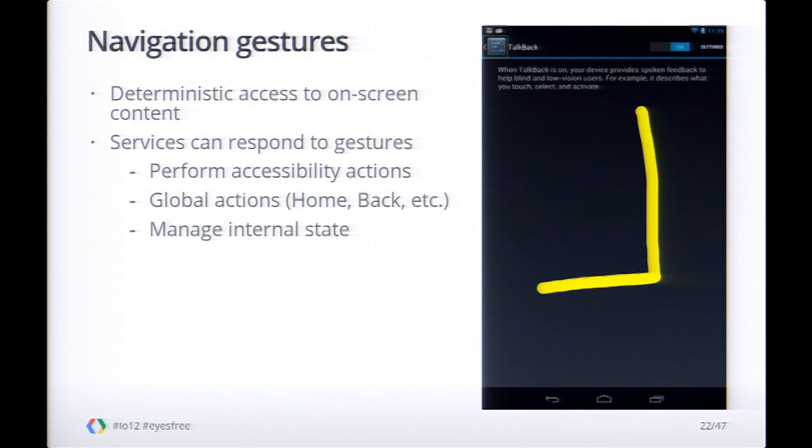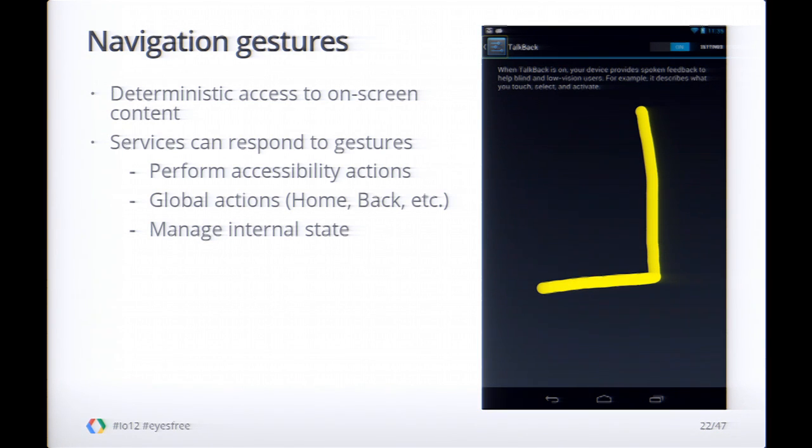Now, this is great, but having some deterministic way to access items on screen is even better. So let's say you have a really big screen with one little button. I can move my finger around for a long time and never find that button. But if I can touch my finger to the screen and just swipe to the right to go to the next item, I can find that button very quickly. And in fact, I can just keep swiping right to go through every single item on screen.